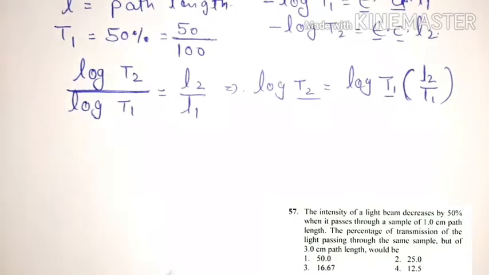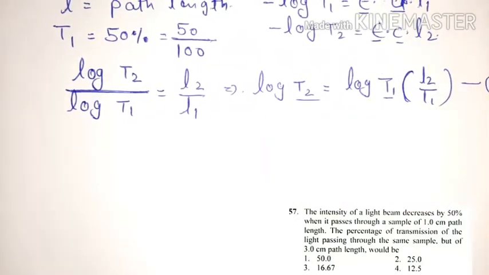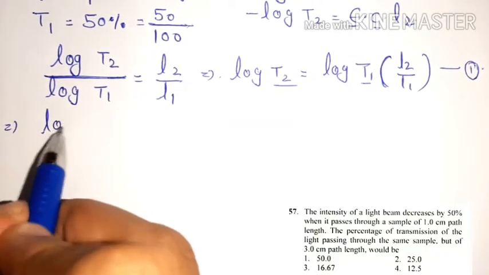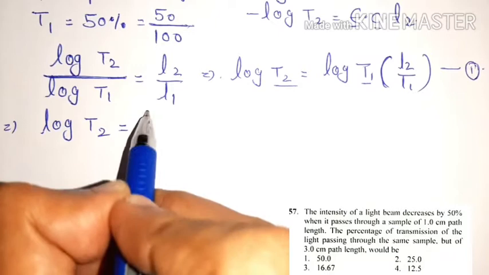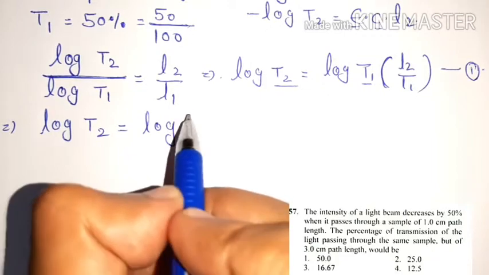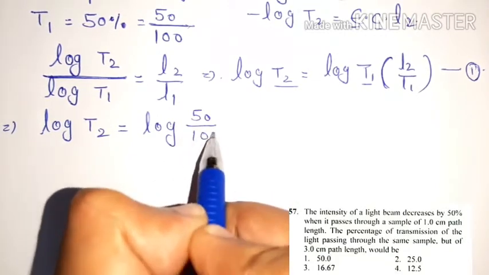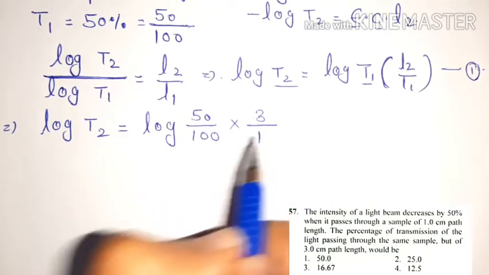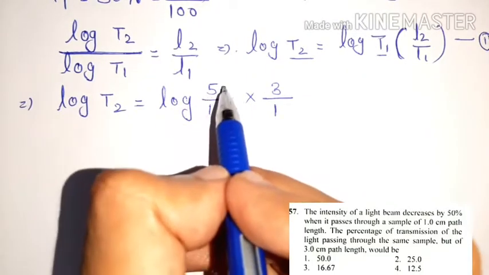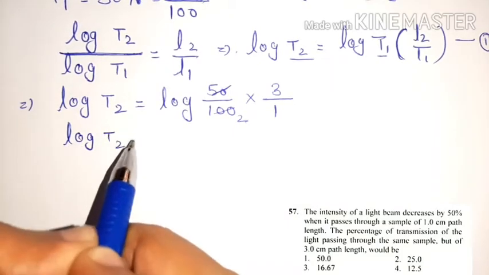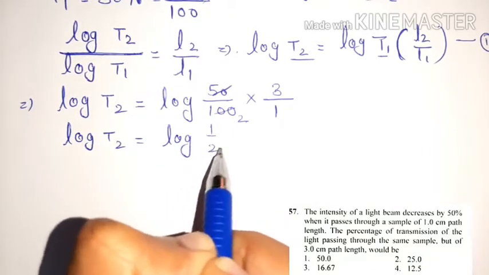So place all the values in this equation, that is equation number 1. Place all the values, that is T1, L2 and L1 in equation 1, and we will get the value of T2. Understand? Okay, so from equation number 2, log T2 will be log of the value of T1. Here you can write the value of T1 in integer form, not in percentage form. So in integer form it will be 50 by 100, into the value of L2, which is 3 centimeter, and the value of L1, which is 1 centimeter. Okay, now solve this equation. This is 1 by 2. This will become log 1 by 2. So log T2 will become log 1 by 2 into 3.